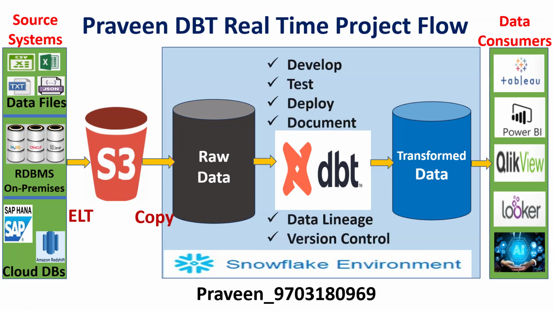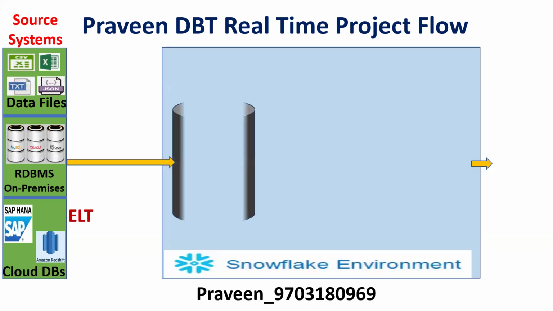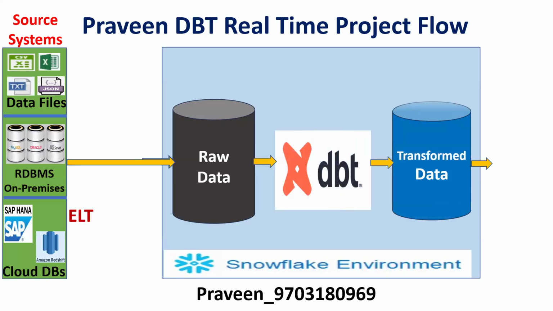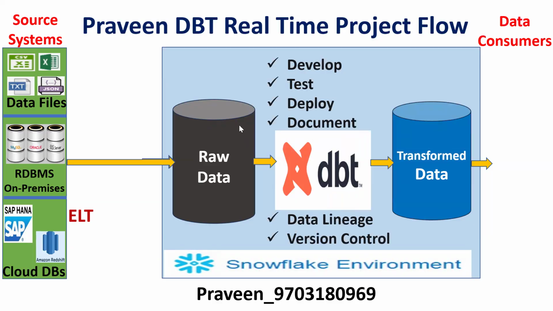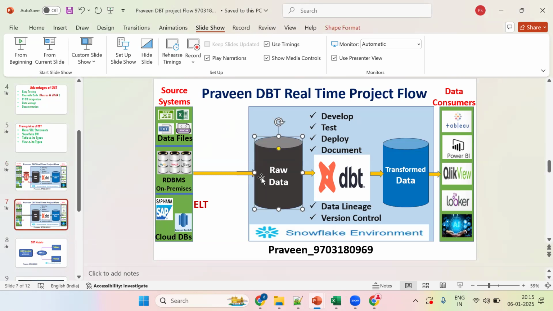This is one approach. Our other approach is that from the source systems, with no cloud, we directly load into Snowflake. From there, DBT comes into the picture and the process is the same. So these are the two approaches: one is putting the cloud in between, or directly dumping into Snowflake.